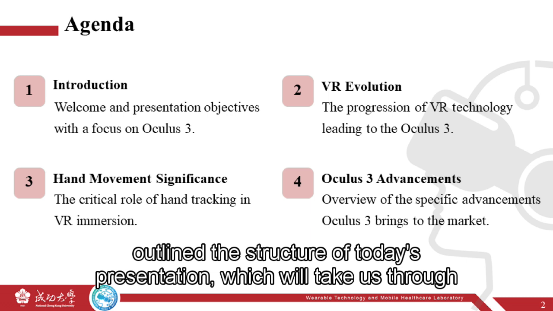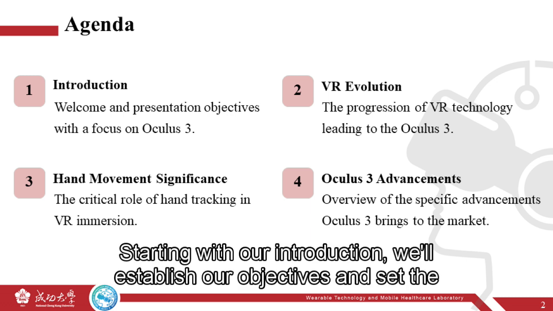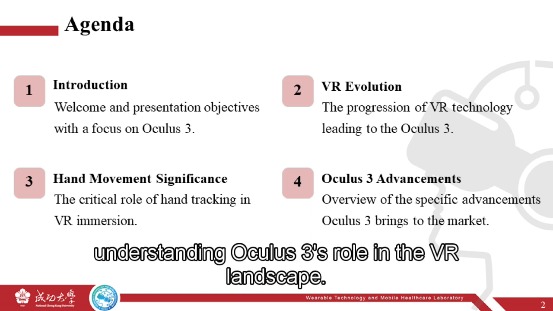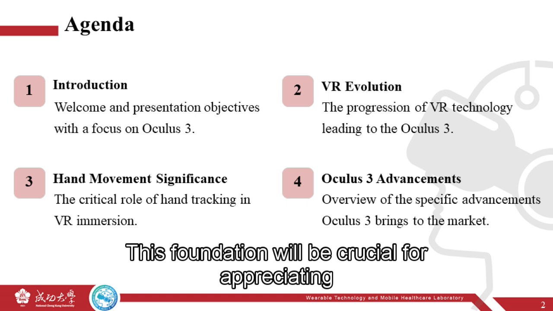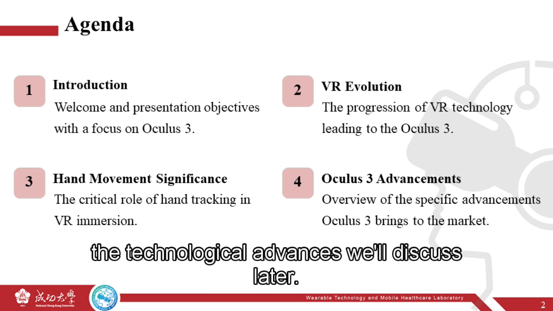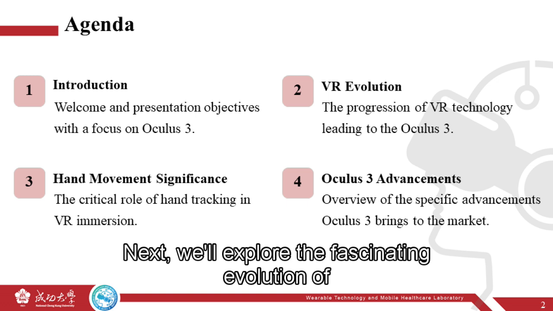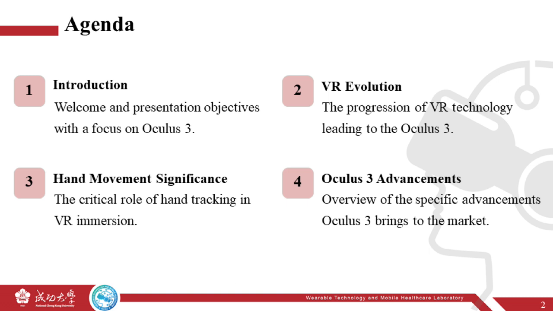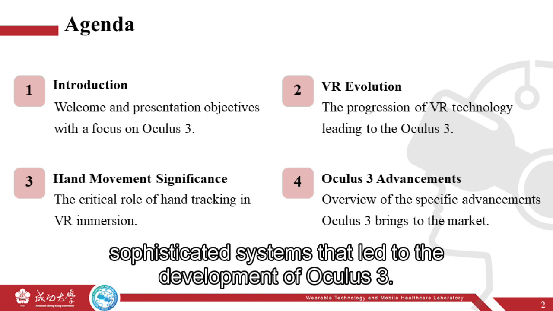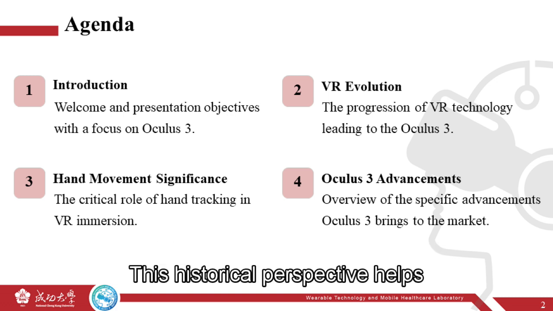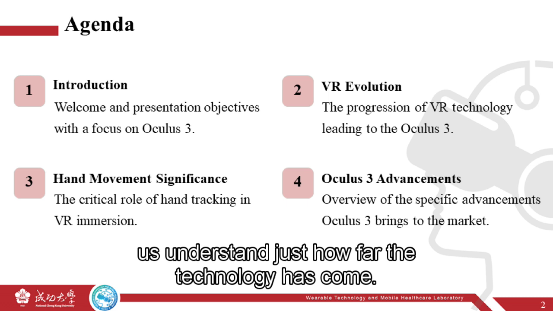Let me outline the structure of today's presentation, which will take us through four key areas of discussion. Starting with our introduction, we'll establish our objectives and set the context for understanding Oculus-3's role in the VR landscape. This foundation will be crucial for appreciating the technological advances we'll discuss later. Next, we'll explore the fascinating evolution of VR technology. We'll trace the journey from early virtual reality concepts right up to the sophisticated systems that led to the development of Oculus-3. This historical perspective helps us understand just how far the technology has come.